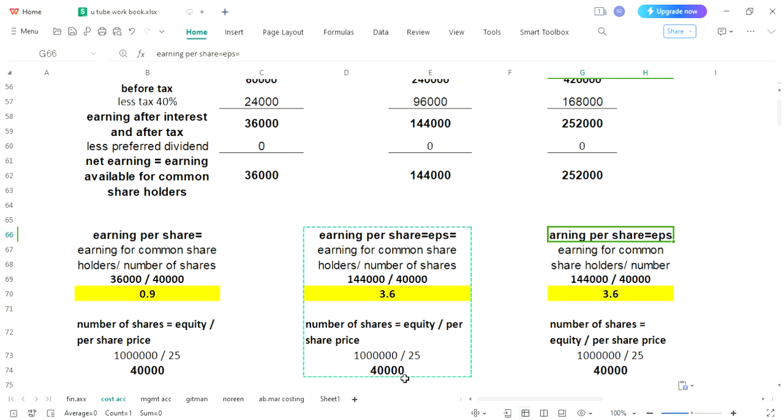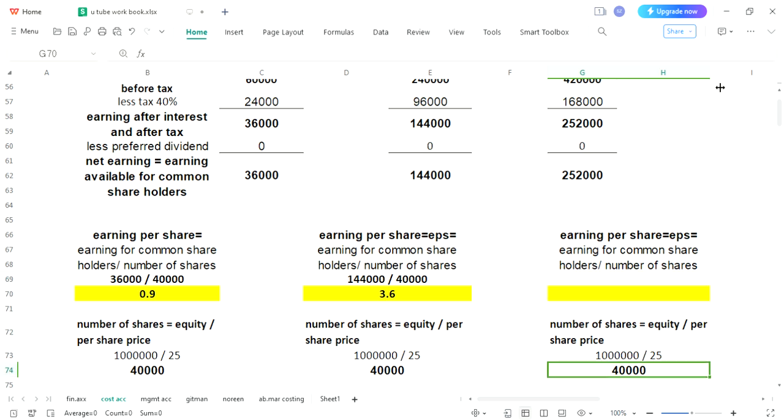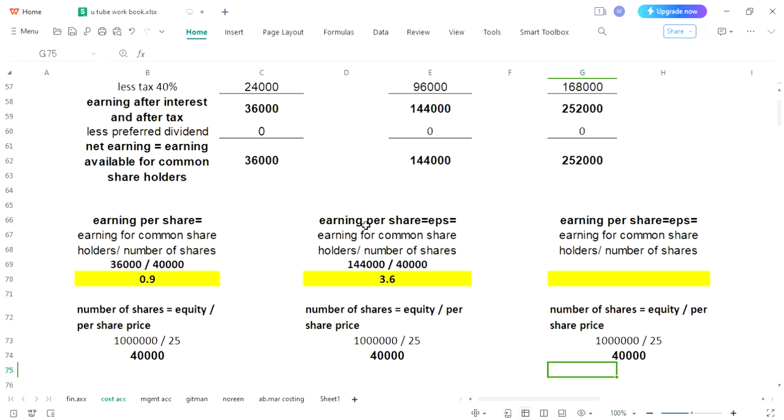Okay, everything is settled. I think it would be enough. Let's make a little more space for this calculation. For the third, since we are at the same debt equity level, debt is 0, equity is 1 million, it means for the third option we will have the same number of shares. And now we will calculate EPS, or earning per share.